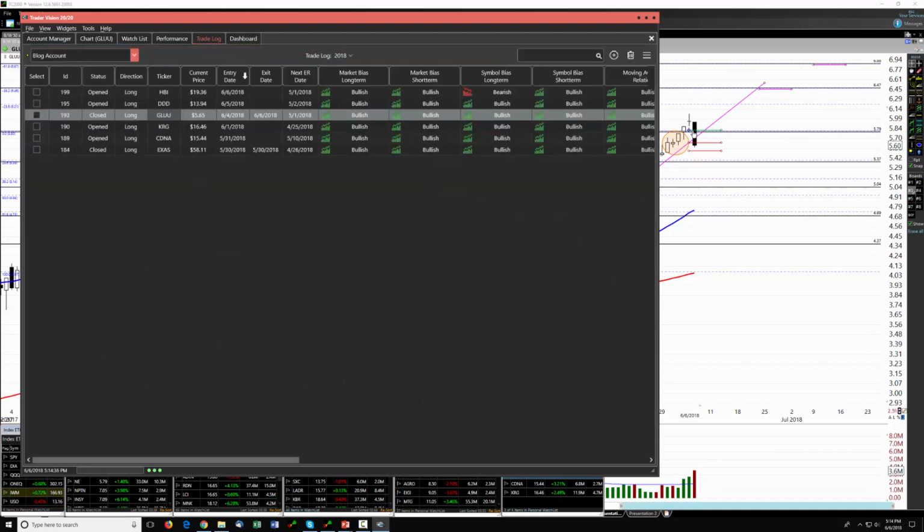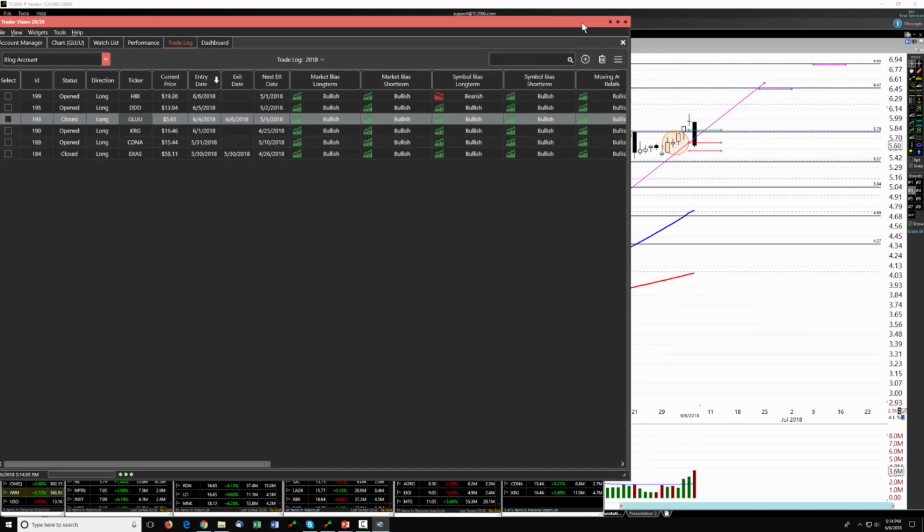So that's kind of a bummer, but nonetheless, that happens, and I'm more than happy to be out here at this point. After that ugly candle, it's kind of an evening star. At the very least, it's a gap up doji followed by a very ugly candle after this little run up, and so I'm happy to be out of that.